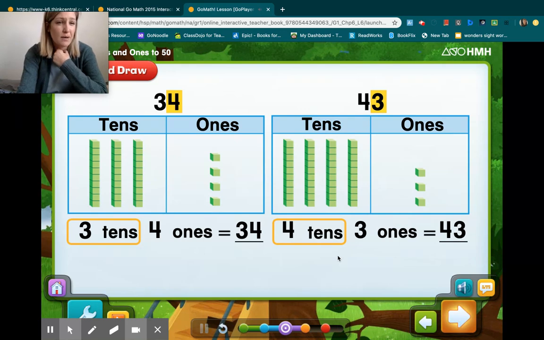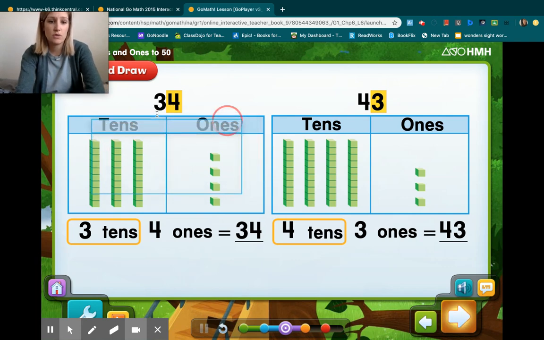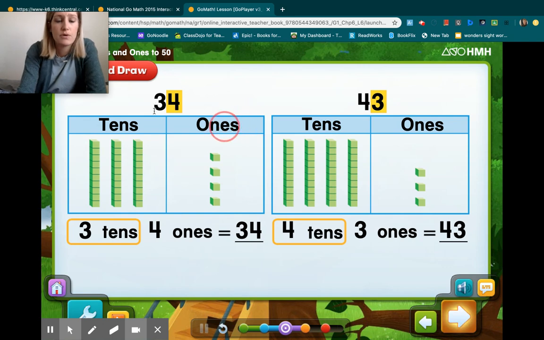So remember, she's used that big word before, a 2-digit number. That just means a number like this with 2 numbers within it. So 34 has the numbers 3 and 4 in them. 34 stands for 3 10s and 4 1s. Watch me count it. 10, 20, 30, 31, 32, 33, 34. Same thing with 43. 43 stands for 4 10s and 3 1s. 10, 20, 30, 40, 41, 42, 43.